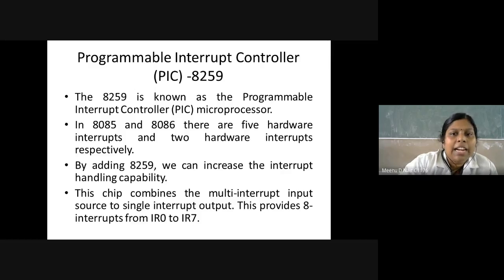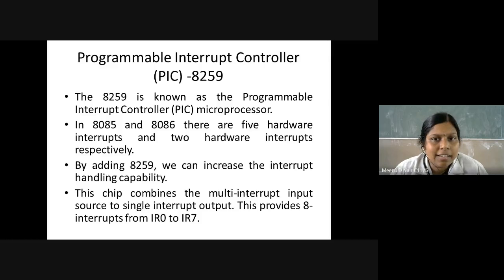So we are adding this 8259 to increase the interrupt handling capacity. That is the main requirement of the 8259. A single 8259 will provide 8 interrupts, and also you can cascade it. If you use 2 8259s, you get 8 plus 8, totally 16 interrupts that can be handled. If you use 3 8259s, you can handle 24 interrupts, like that. So you can cascade the 8259 connection.